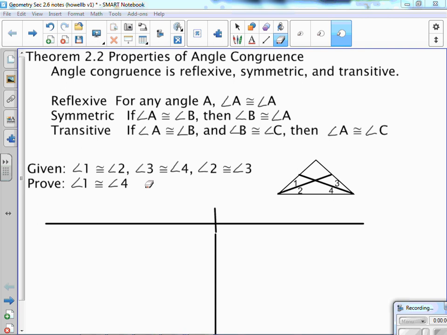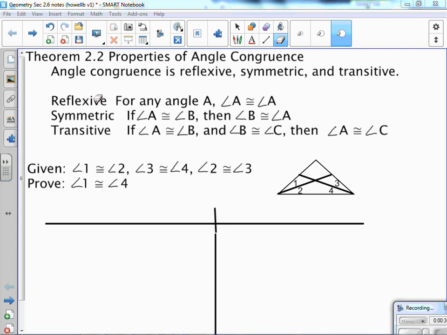Alright, here we are, section 2.6, and we are continuing on with looking at proving a few things today. First off, we've got Theorem 2.2, properties of angle congruence, which just tells us that angle congruence is reflexive, symmetric, and transitive. Those three properties, we've used in multiple ways, and this is just showing us that once again, they can be used for another item. In this case, we're looking at angle congruence.